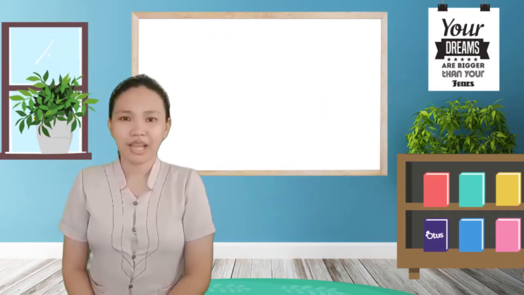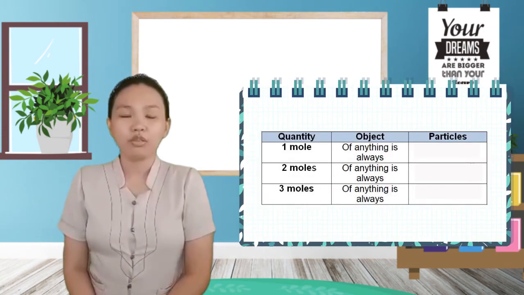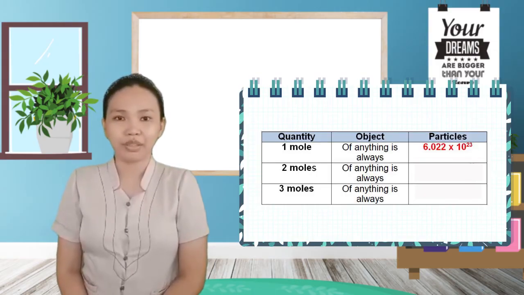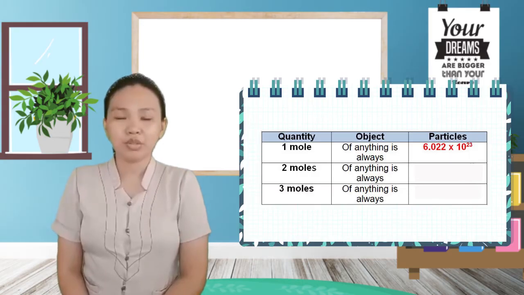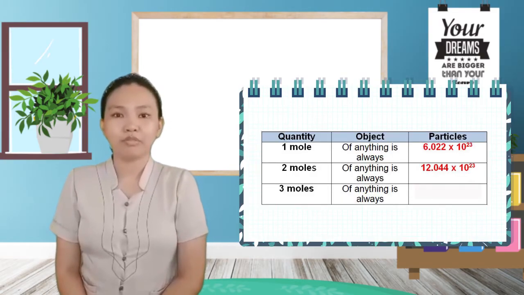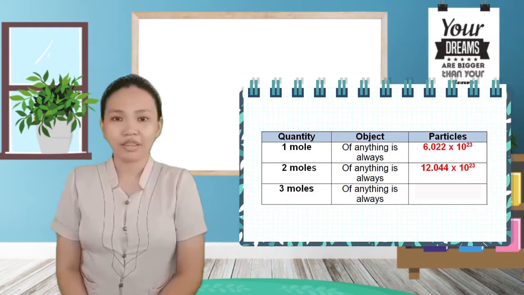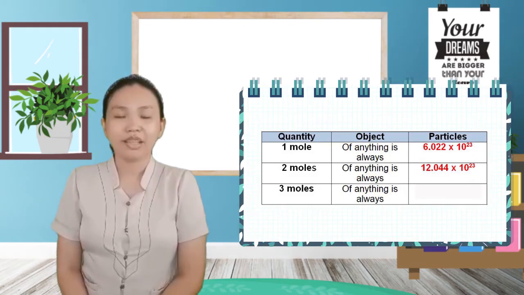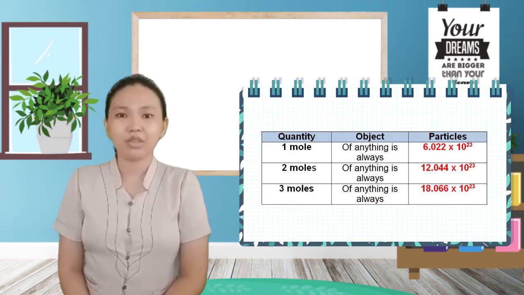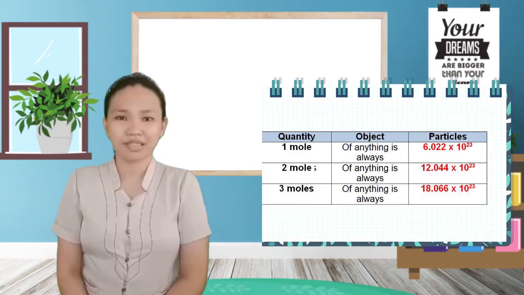To help us understand how to use mole, let's try this analogy. 1 mole of anything is always 6.022 times 10 to the 23rd power. This means that 2 moles of anything is always 12.044 times 10 to the 23rd power number of particles. And 3 moles of anything is always, that's right, 18.066 times 10 to the 23rd power number of particles.